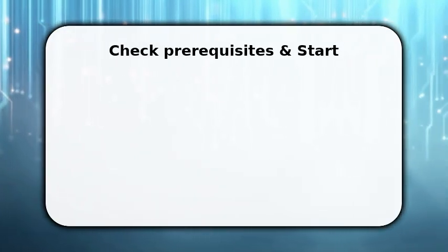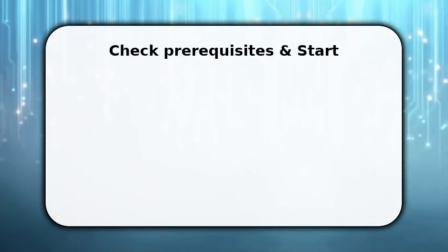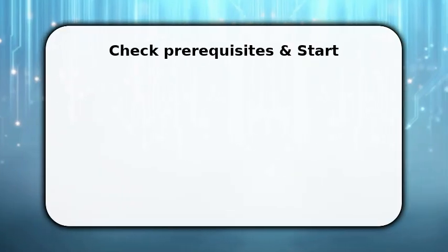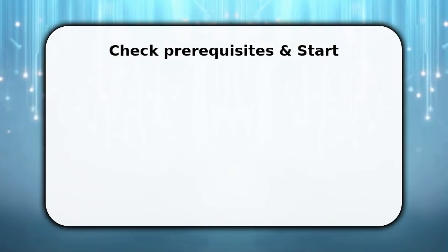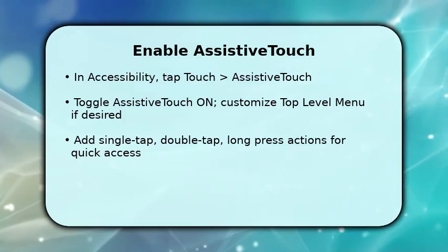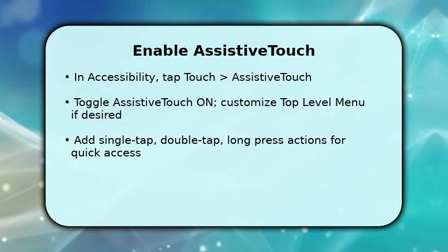You're doing this to restore the Assistive Touch virtual button, which lives under touch controls. Proceed now to the next screen and don't skip authentication prompts because the system requires them for accessibility changes. Once inside Accessibility, tap Touch and then Assistive Touch to reach the core switch. You must toggle Assistive Touch on for the floating button to appear.